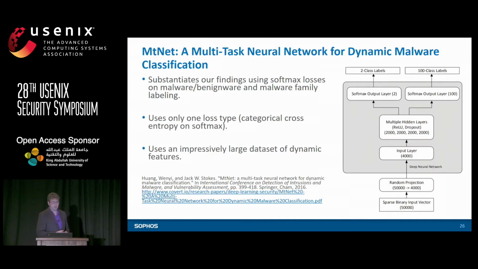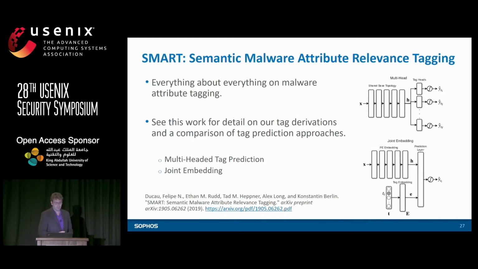I recommend it. Microsoft Research had a paper called MTNet, which did a similar approach to ours. They used two categorical cross-entropy losses, and all of their outputs were softmax outputs. So they had a detection as well as a Microsoft family name prediction. And they also did theirs on dynamic features. So they found similar things to what we found. And so it's really cool to see us substantiating their work and them substantiating our work too.